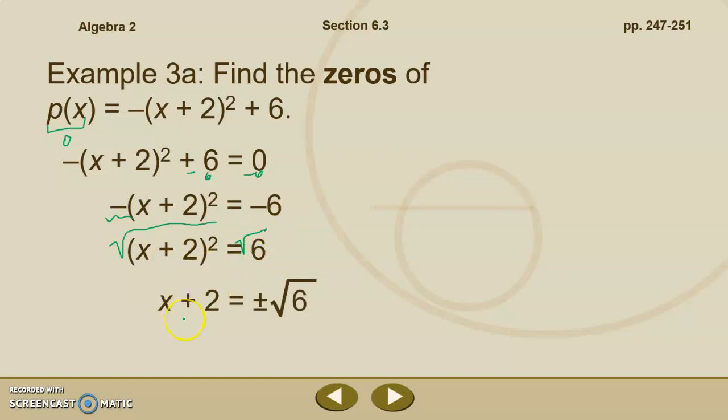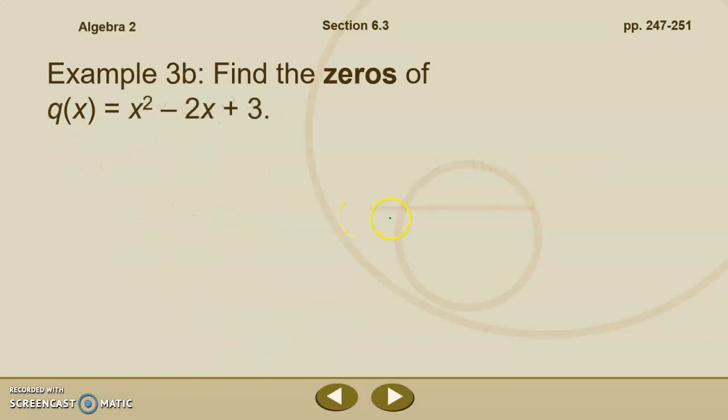We then need to subtract 2, and when we do that, we get x equals -2 plus or minus the square root of 6. If we were to type this into our calculator to get decimal estimates, we get x is approximately 0.45 and -4.45. All right, go ahead and find the zeros of q of x equals x squared minus 2x plus 3.